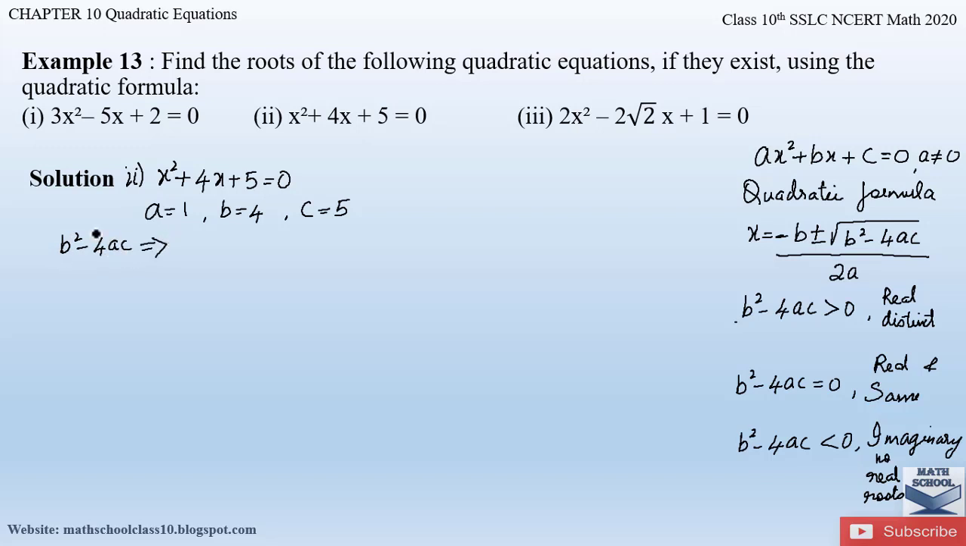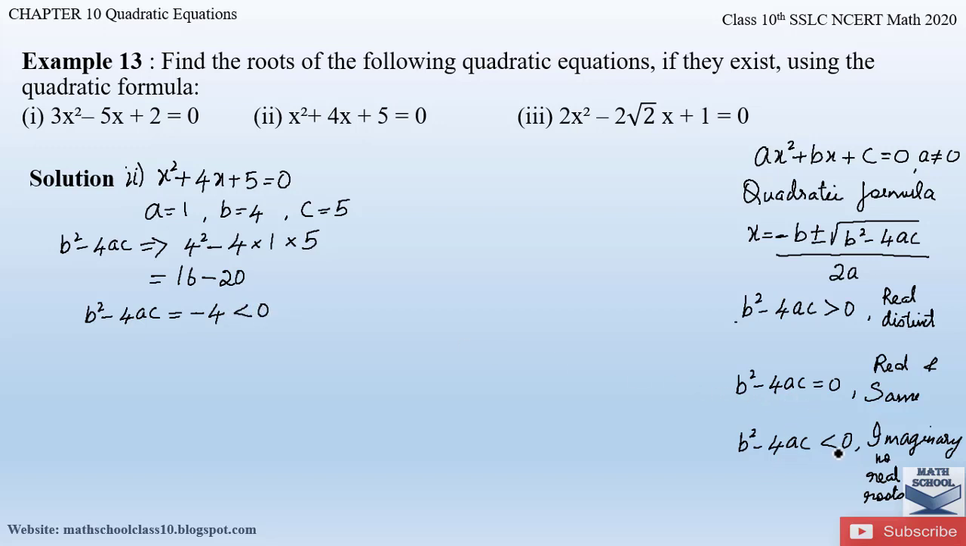Let us substitute the values of a, b and c in b square minus 4ac. So b square is 4 square, minus 4 into a value is 1, into c is 5. So we will get 4 4s are 16, minus 4 into 1 into 5, is 4 5s are 20. So we will get b square minus 4ac as minus 4, which is less than 0.